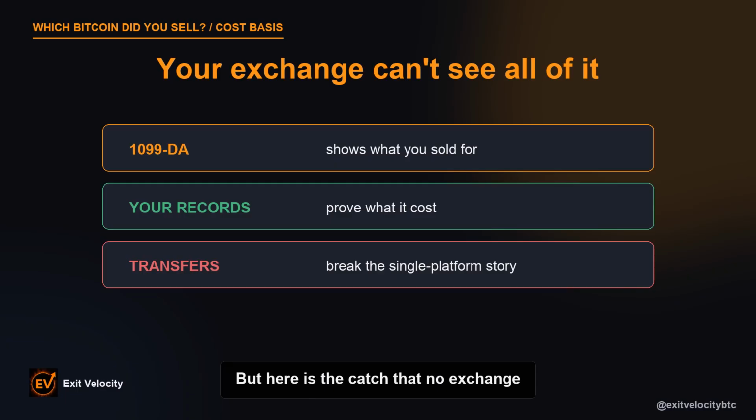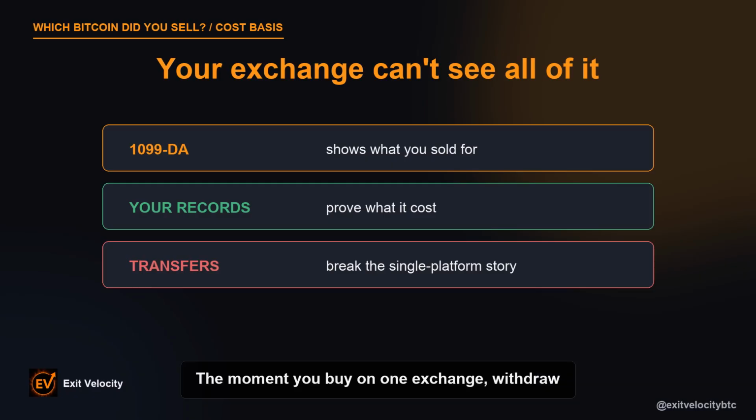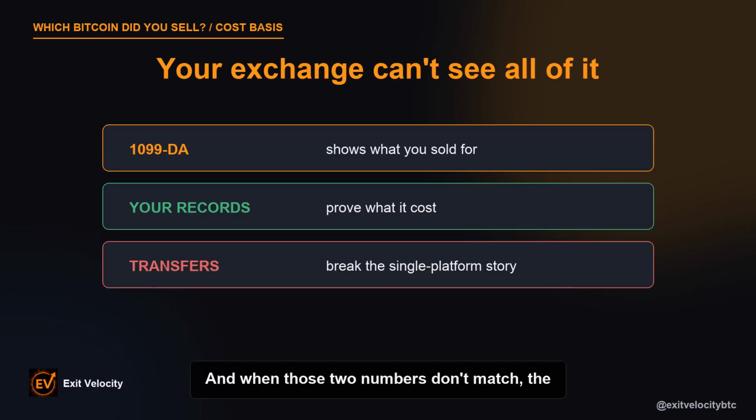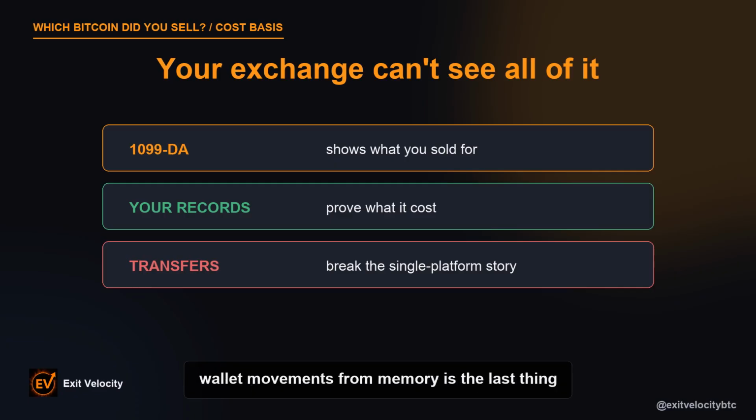But here's the catch that no exchange can solve for you. An exchange only knows what happened on its own platform. The moment you buy on one exchange, withdraw to cold storage, move between your own wallets, and eventually sell somewhere else, no single platform has your whole history. The 1099-DA will confidently report what you sold for. Only your records can prove what it actually cost you. And when those two numbers don't match, the gap doesn't land on the exchange. It lands on you. Usually in April, when reconstructing a year of wallet movements from memory is the last thing you want to be doing.